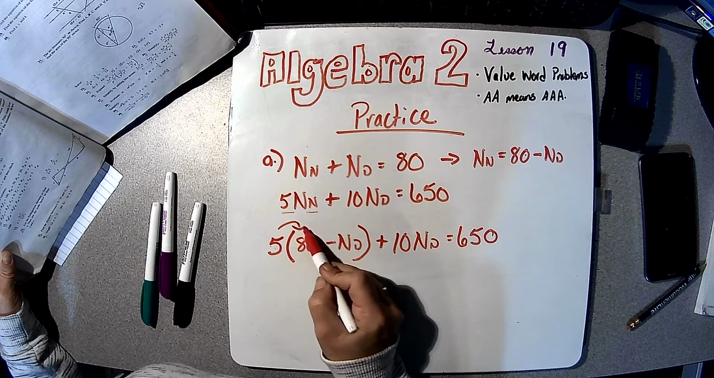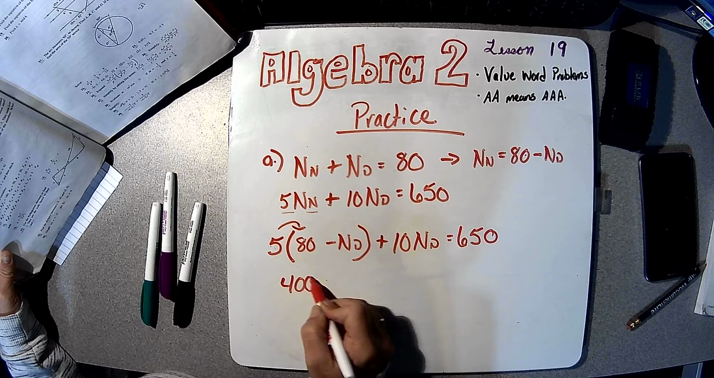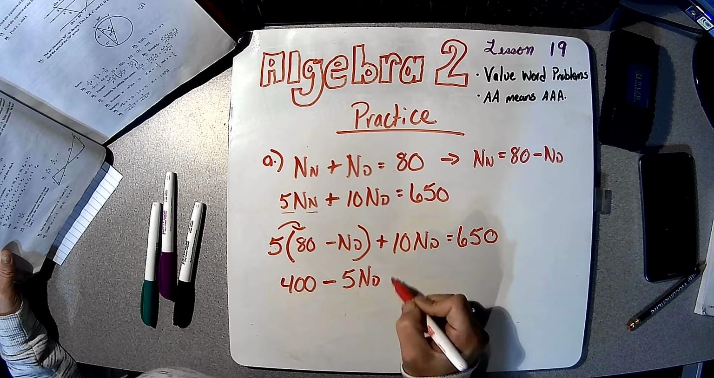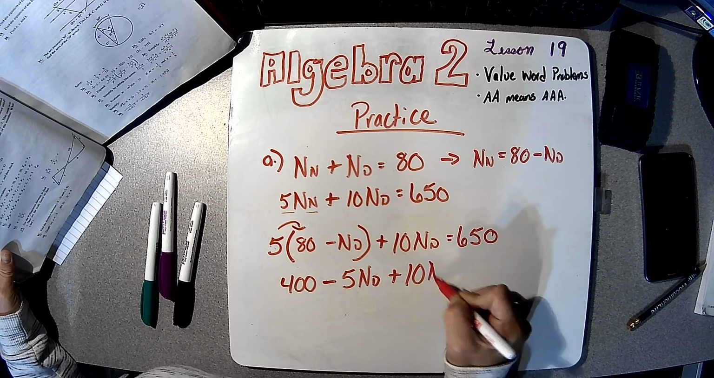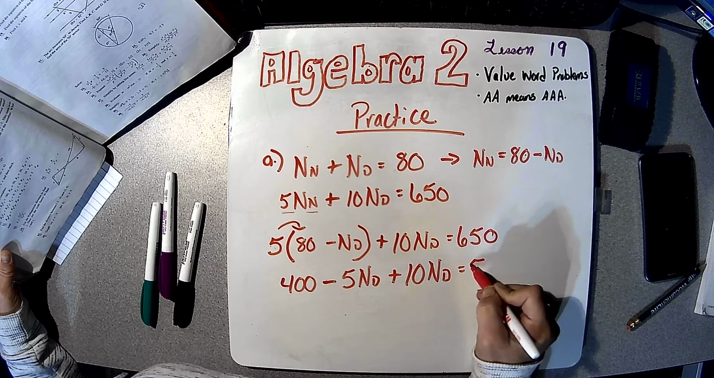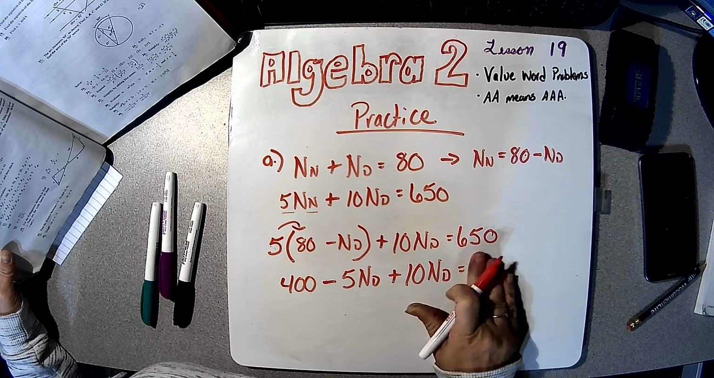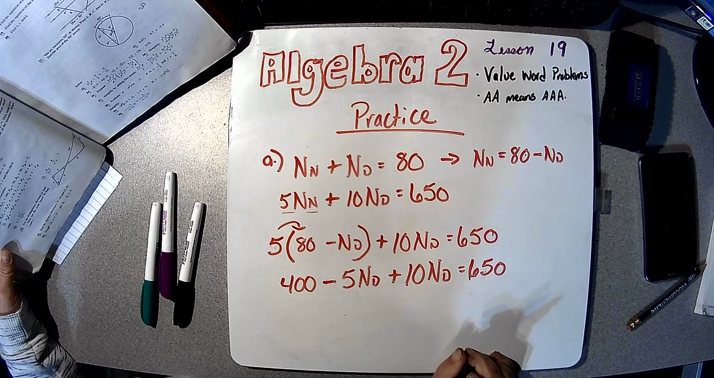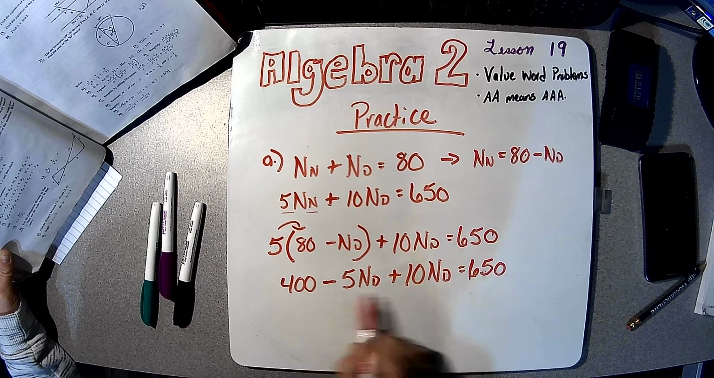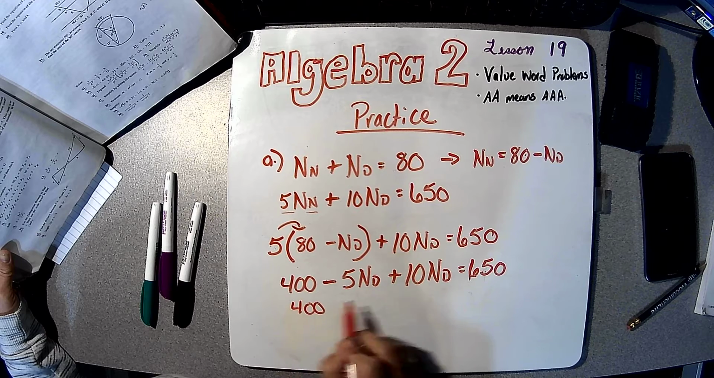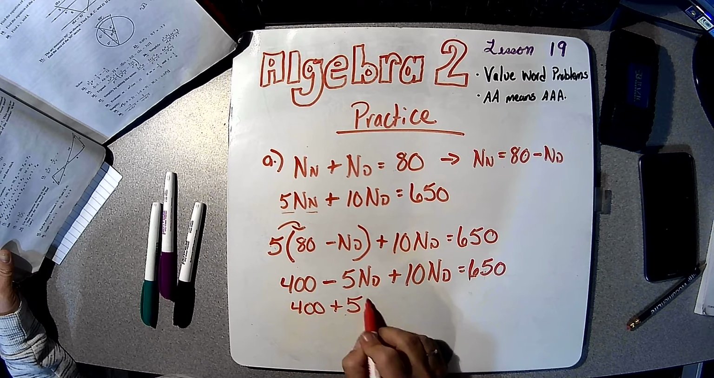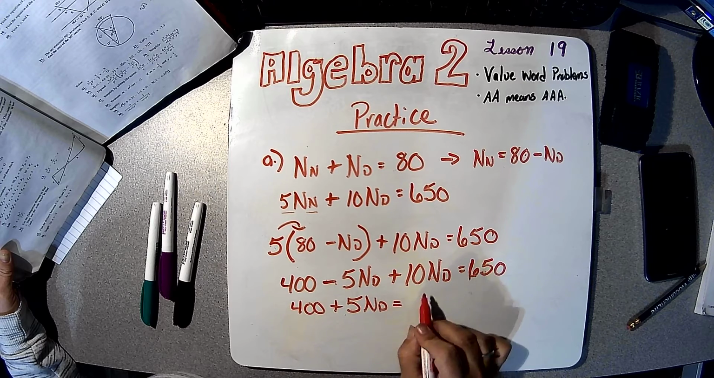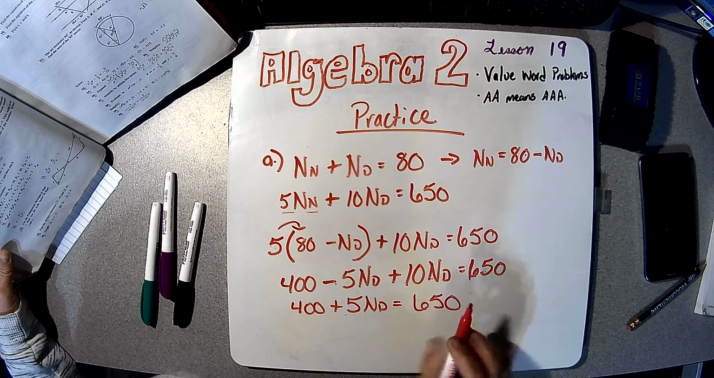Now I'm going to rainbow this. 5 times 80 is 400, so that'd be 400 minus 5 times the number of dimes plus 10 times the number of dimes equals 650. Oops. Okay, then I'm going to add my like terms. So I get 400 plus 5 times the number of dimes, since 10 minus 5 is 5, equals 650.